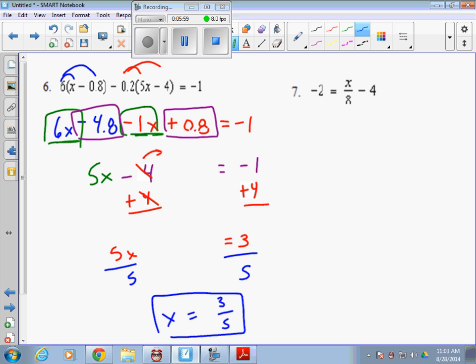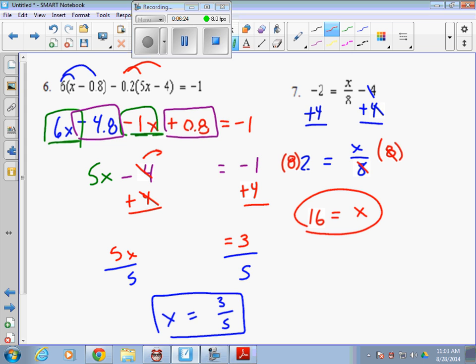So get rid of minus 4 by adding 4. If you add it to the right, add it to the left. Negative 2 plus 4 is positive 2 equals x over 8. This part canceled out. Now you have multiplication and division to cancel out, since you have x divided by 8. Cancel it out by multiplying by 8. If you multiply the right, multiply the left. 8 times 2 is 16. This canceled out and left you with just x. X equals 16.